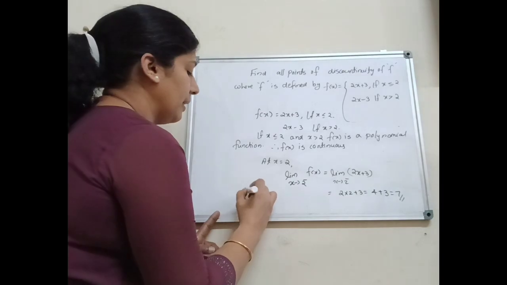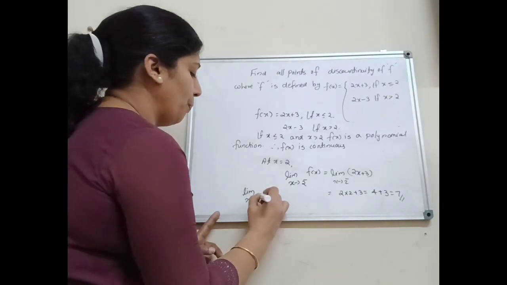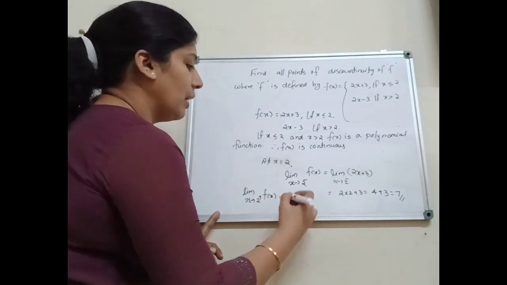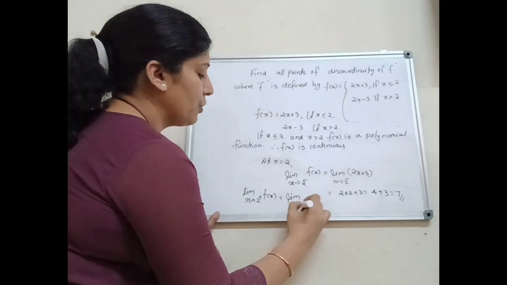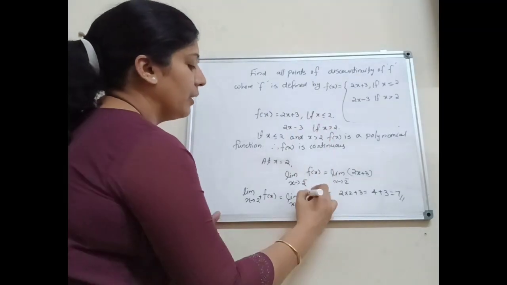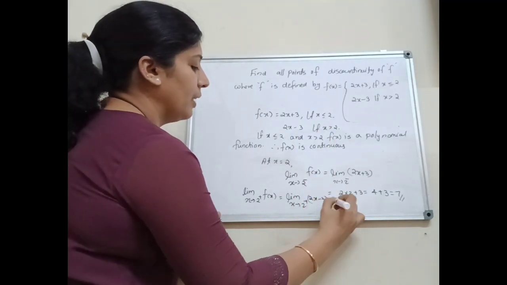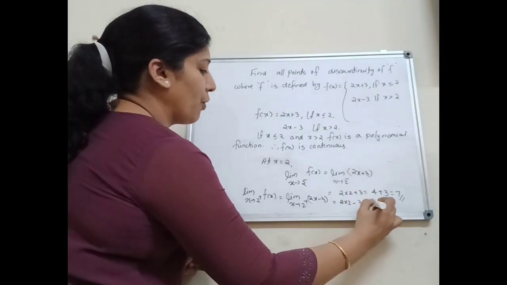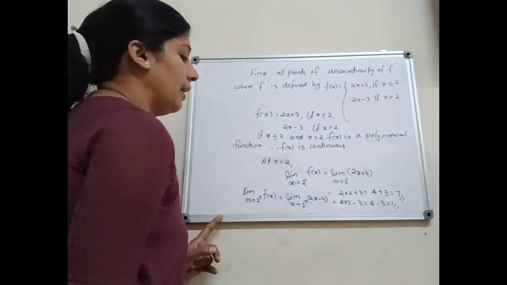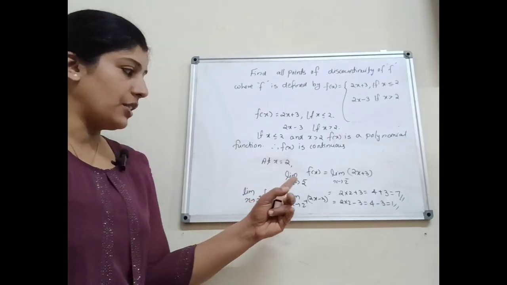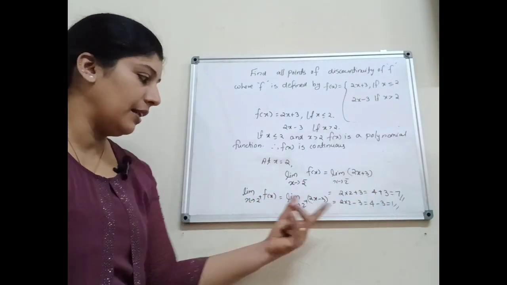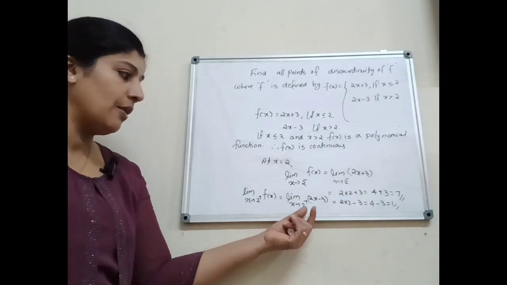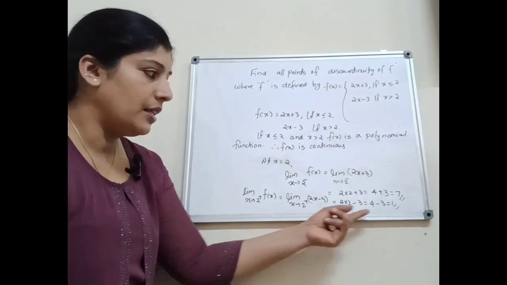Next, we can consider the right hand limit. The limit as x tends to 2 plus of f of x is equal to what? It is 2x minus 3. That is equal to 2 into 2 minus 3, that is 4 minus 3, equal to 1. Here, the left hand limit as x tends to 2 minus of f of x is 7, and the right hand limit as x tends to 2 plus of f of x is equal to 1.